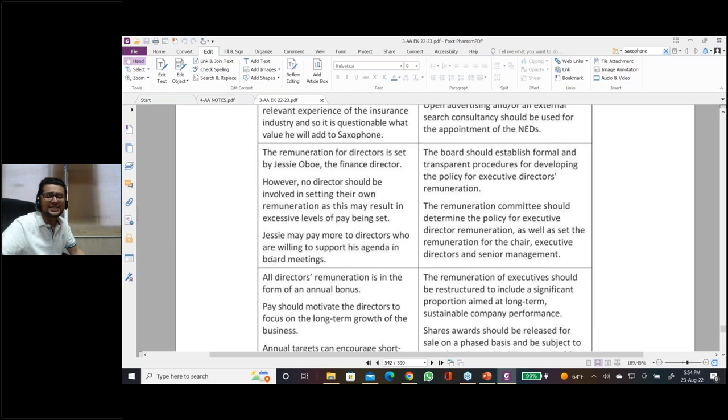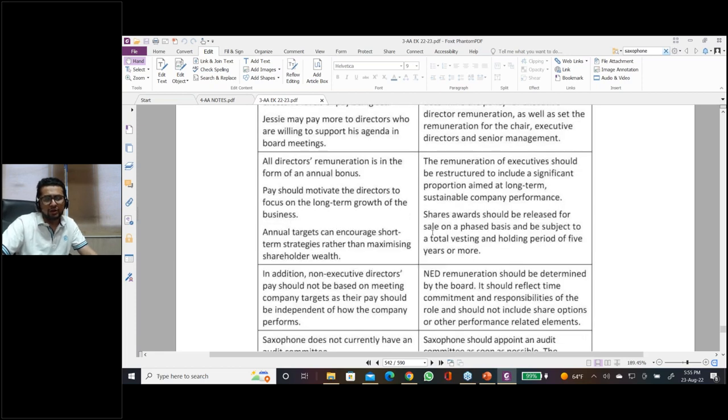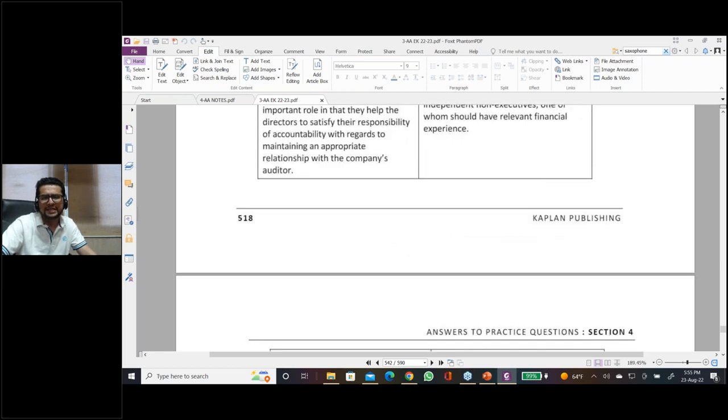The chief finance director is setting up the salaries. This should not be the case, because if it is, he might set higher salaries for his friends or allies, and maybe lower salaries for a particular individual who raises concerns or challenges his decisions. Recommendation: the salaries should be established by a remuneration committee, and no executive director should be part of the remuneration committee. Okay, so I'm skipping it a bit.